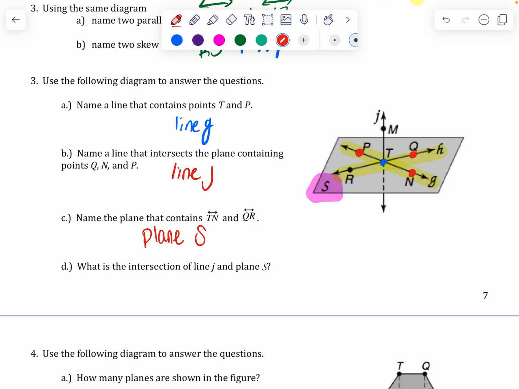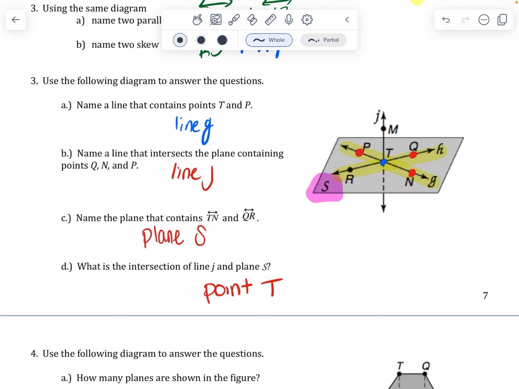The intersection of line J and plane S would be point T. So in the last example, it was asking, where does this line intersect this plane? And the line goes through right here at point T.